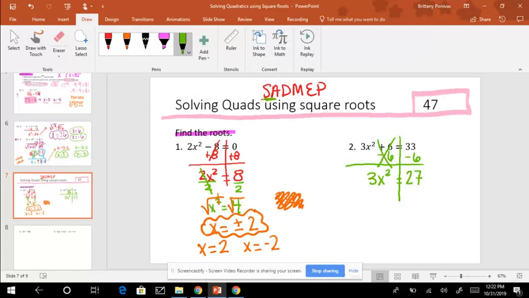We have multiplication going on in our problem because this 3 is being multiplied by x squared. So the opposite of multiplying by 3 is dividing by 3. 3 divided by 3 cancels, leaves us with x squared equals 27 divided by 3 is 9. To get rid of the squared, we are going to square root both sides. On the left-hand side, the squared and the square root cancel, leaving us with x. This answer is plus minus 3.